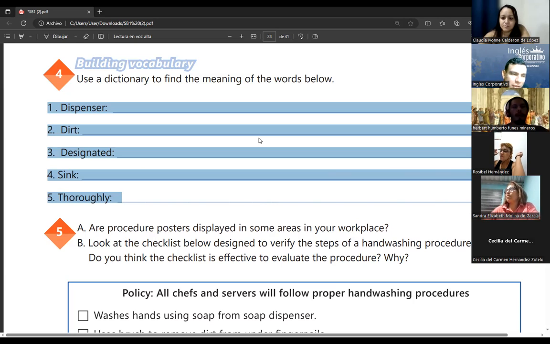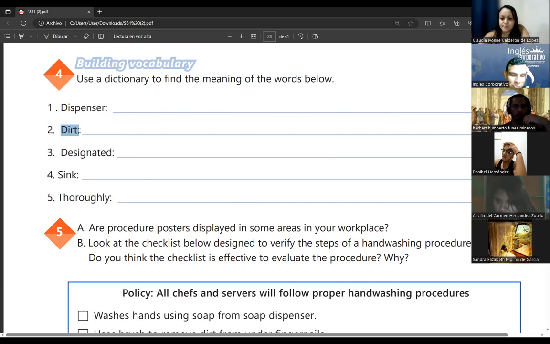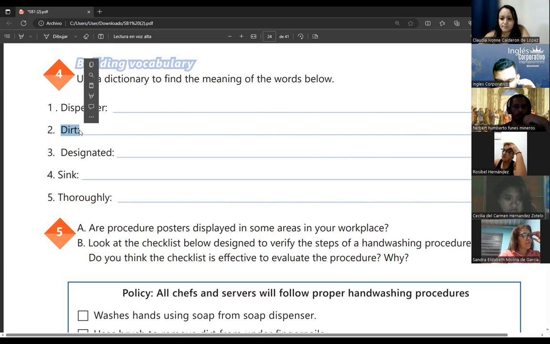Dispenser. All right. Another sentence for dispenser. At my work, there are four liquids at this dispenser. The liquid dispenser, all right. Liquid dispenser. Very good, Miss Cecilia. All right. Dirt. Tell me a sentence using for dirt. The kitchen of the bakery is quite dirty. All right. It's quite dirty. All right.